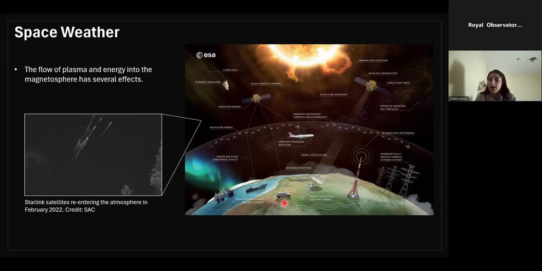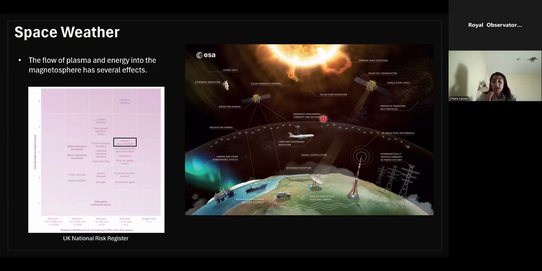Now, you can imagine why space weather would be a problem nowadays, because we're much more reliant on technology, and space weather can cause billions of pounds worth of damages. So, severe space weather in particular has actually been added to the UK National Risk Register, and its overall impact score is similar to that of effusive volcanic eruptions and inland flooding.